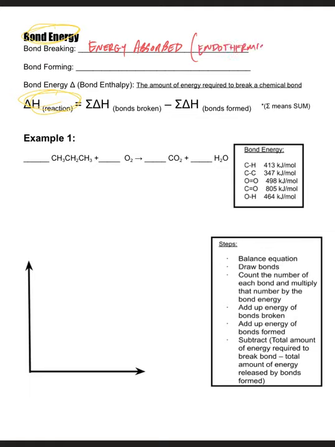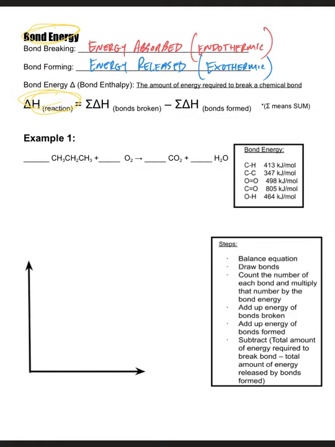So you start off with reactants in a particular reaction. Those reactants have to take in or absorb energy in order for their bonds to break. Then when those substances form new bonds, energy is released, meaning it's an exothermic process. So when your product bonds form, you release energy, and that would be an exothermic process.